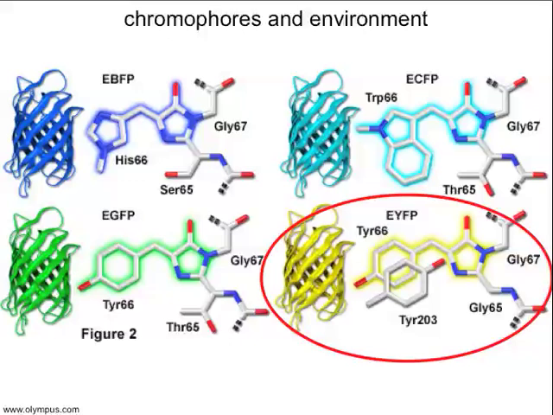Why am I showing this to you? Again, because in this case there's a tyrosine 203 that stacks on top of tyrosine 66 that very dramatically alters the fluorescence of the protein, shifting the fluorescence emission far to the red, and now we have a yellow fluorescent protein. So the point is, the environment of the protein affects the fluorescence characteristics of the molecule. When we disrupt that environment by unfolding it, we again change those characteristics and see a change.